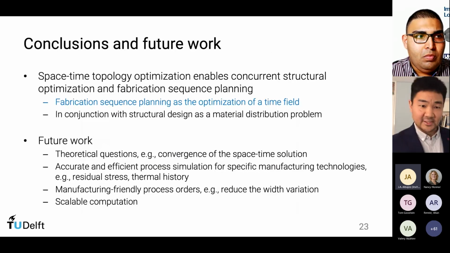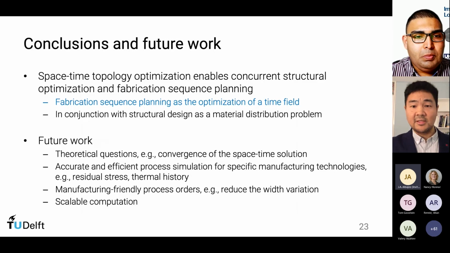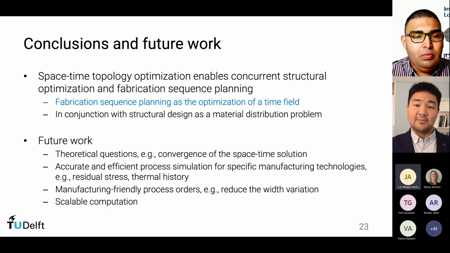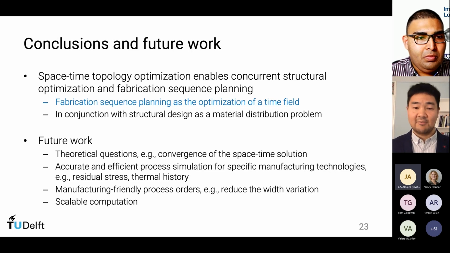So to summarize, I present space-time topology optimization. It enables us to concurrently design the structure and do process planning. The key here is that we represent the fabrication sequence as an optimization of a time field. This encoding is analogous to topology optimization, which transforms structure design into a material distribution problem. So by space-time topology optimization using a density and time field, it allows us to unfold the biggest solution space in order to maximize the performance of structures.